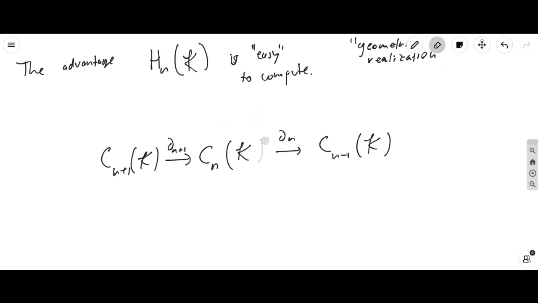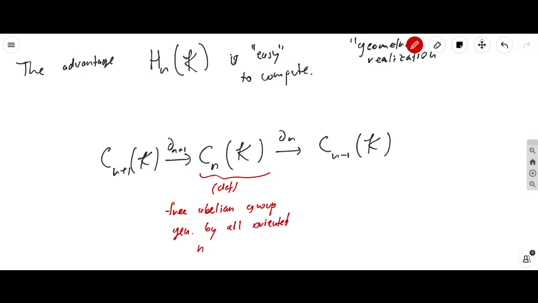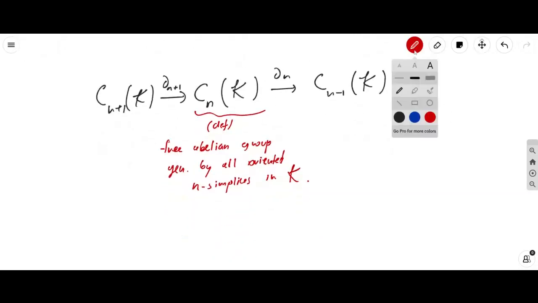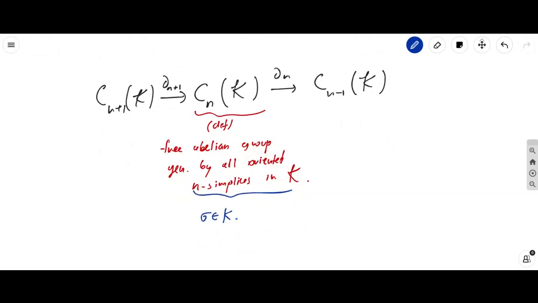So the approach that we use in simplicial homology instead is that this is, by definition, the free abelian group generated by all oriented n simplices in K. So what's an n simplex? Well, this is a different type of simplex. This is a combinatorial simplex. An n simplex is just an element of K whose cardinality is equal to n plus 1.